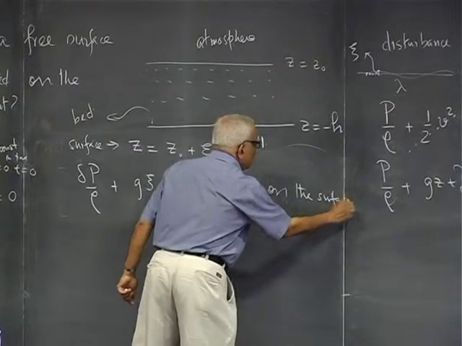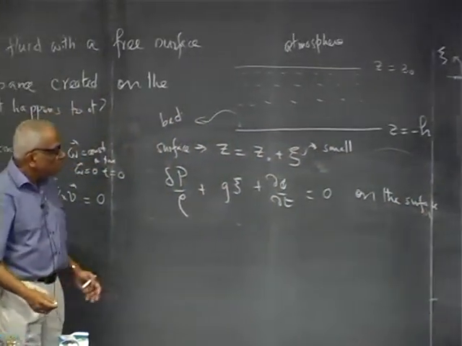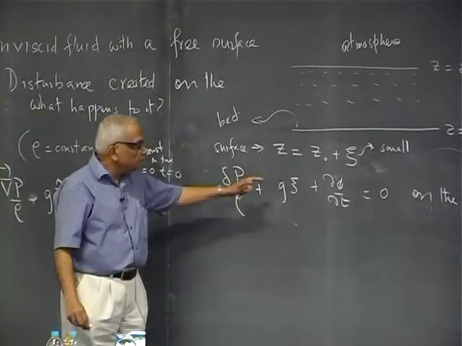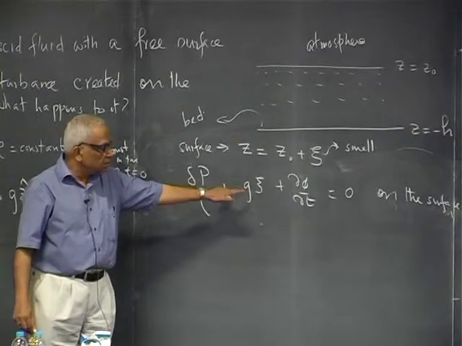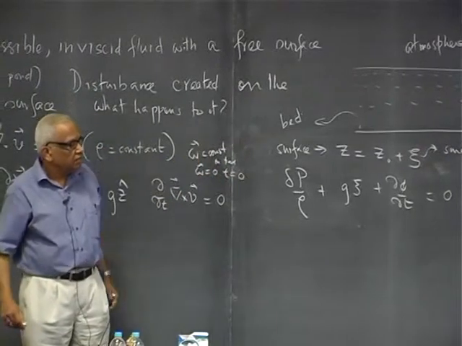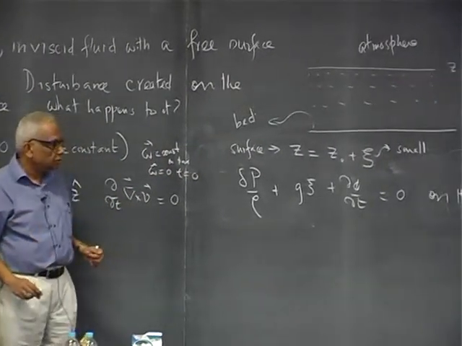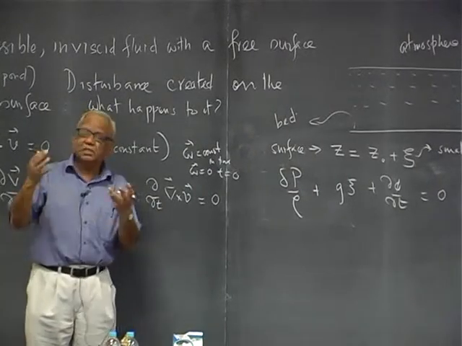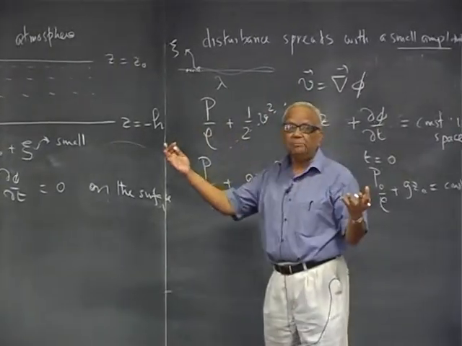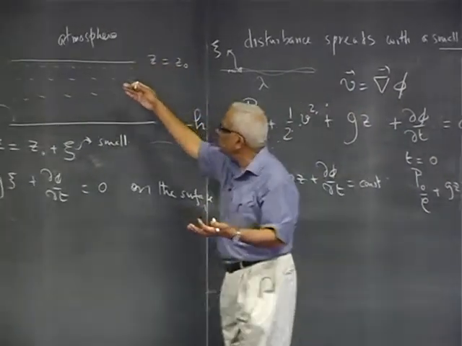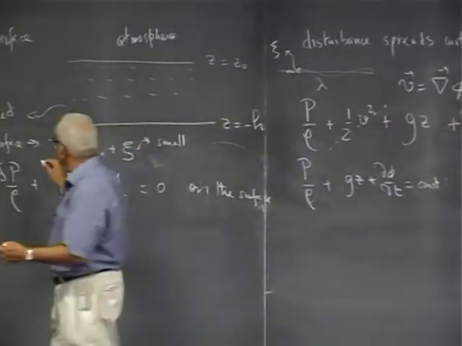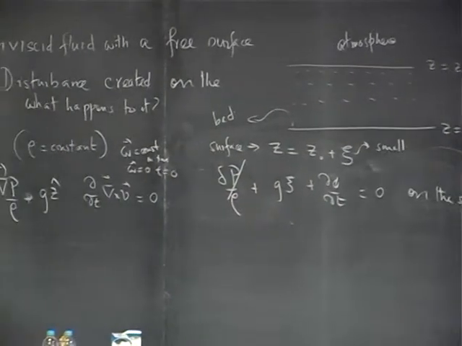So I change the surface to some z0 plus xi, and the pressure fluctuates to, let's say, p0 plus delta p, and then it is g xi plus del phi del t equal to 0. So that's my advantage of setting the constant always equal to 0. But now delta p is 0, because everywhere on the surface it is the same atmospheric pressure. It was atmospheric pressure over here, it's atmospheric pressure over here. So that doesn't change. So on the surface, this fluctuation in pressure goes to 0.